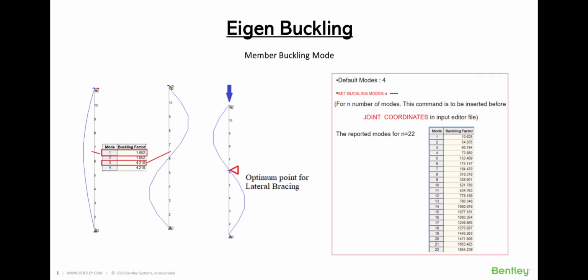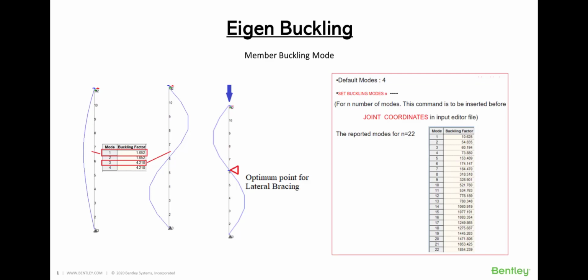STAAD by default reports only the first four buckling modes and their corresponding buckling factors. You can use the command SET BUCKLING MODES N, where N is the number of requested modes, just before the joint coordinates to get N number of modes.